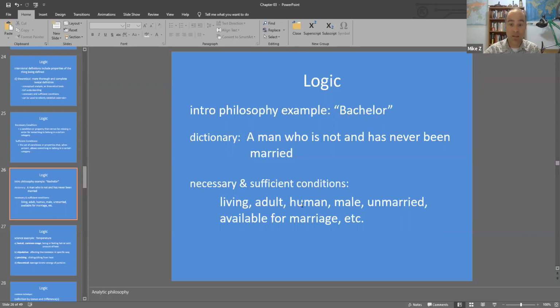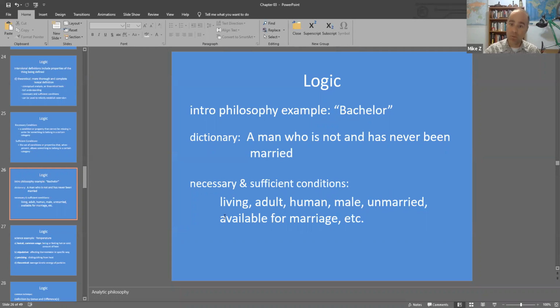Human, they don't bother mentioning that. Again, maybe that's implied a little bit by saying it's a man, but it's got to be human. Let's make that really clear. That's a necessary condition. If you're not a man, that is, if you're not a human, you can't be a bachelor. Dogs and cats aren't bachelors. Trees aren't bachelors. And you have to be unmarried. That was included. That's a necessary condition.